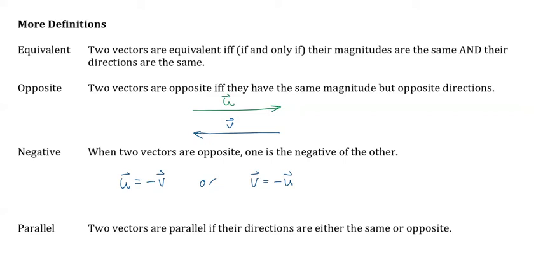And then parallel, this is an obvious one. Two vectors are parallel if their directions are either the same or opposite, just like parallel lines. Lines don't have direction, but just like you would think about a straight line. Good? That was the first day. Doesn't seem like a lot, right? But it does take time to wrap your head around the definition of vectors and the notation of vectors and that kind of thing.